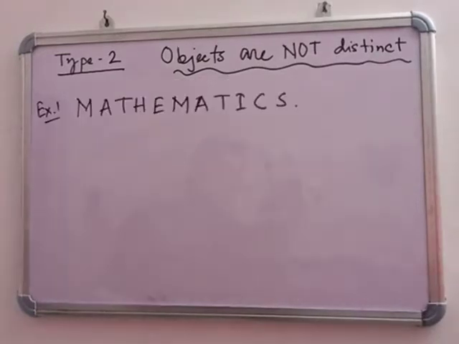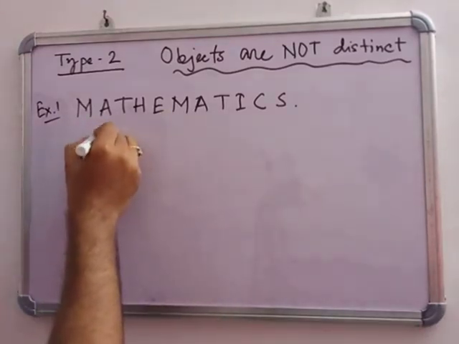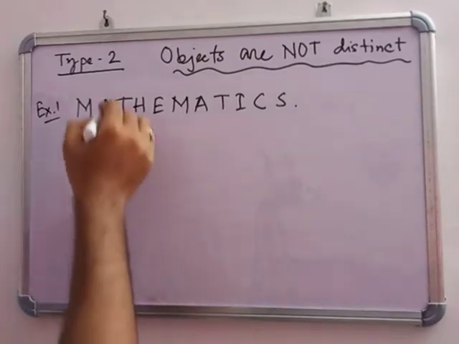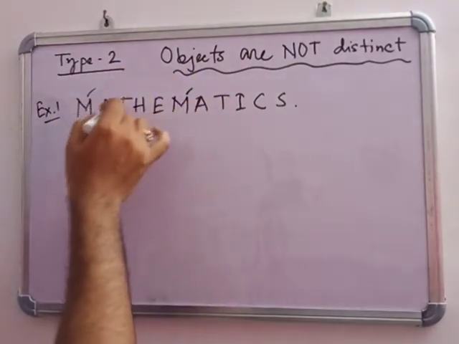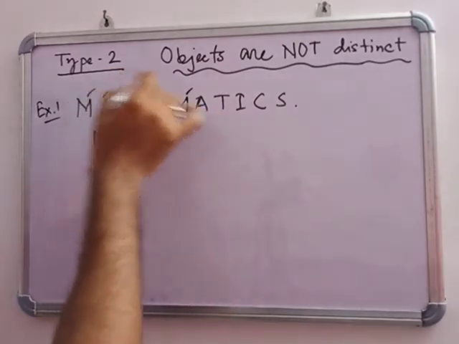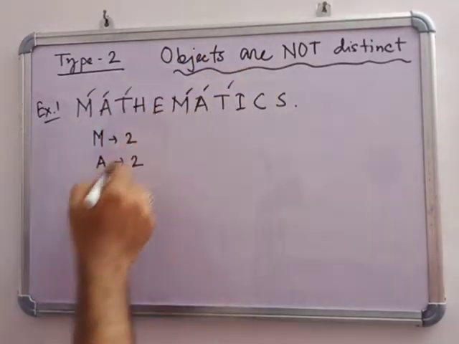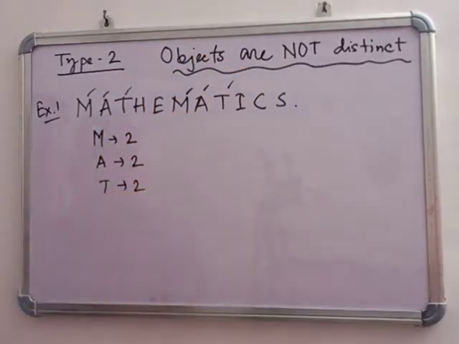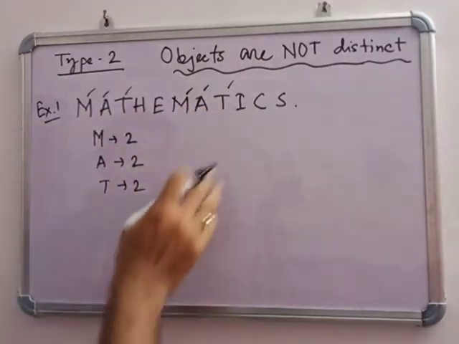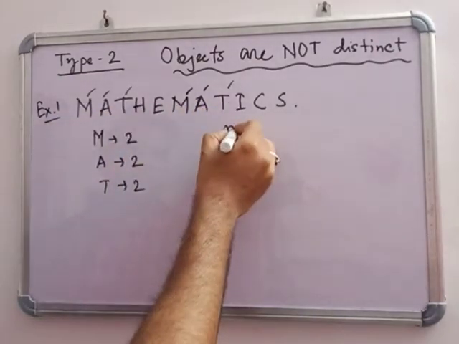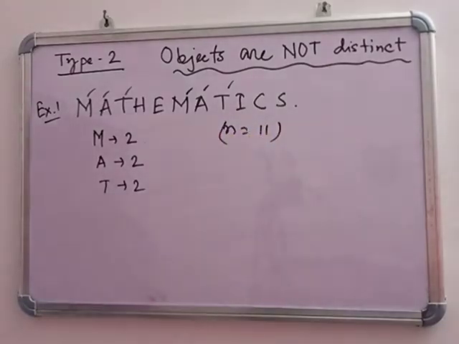Now see, the word MATHEMATICS is given. You have to arrange it. How many ways can you arrange it? See how many M are there: 2 M. How many A are there: 2 A. How many T: 2 T. Others are not repeated. So the total number is 11, n equals 11.